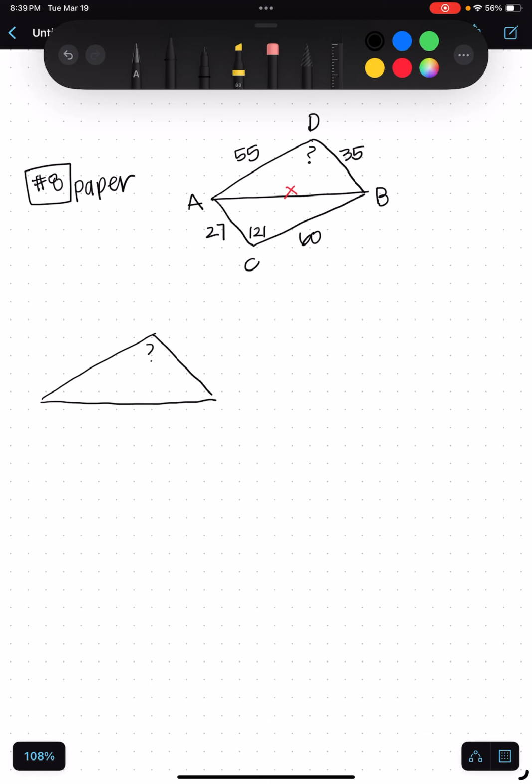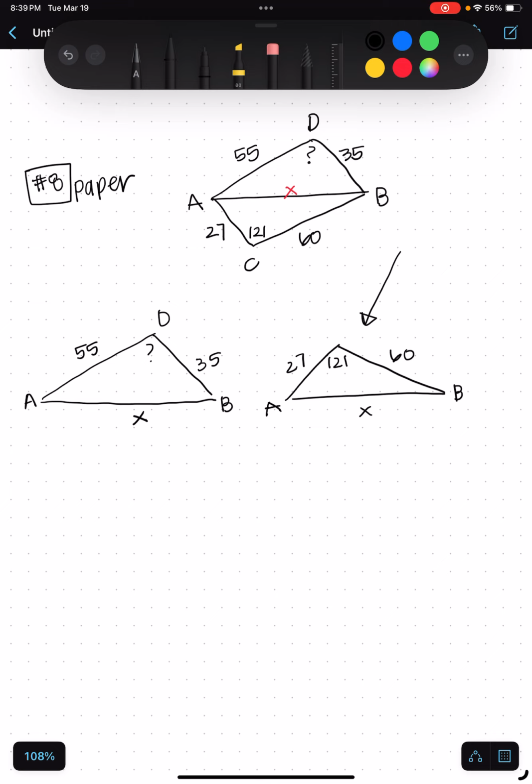So we've got D right here, A, B, 55, X, and 35. And then I'm going to just flip the other one around. So we've got B, X, A, 27, and 60. We also know that this is 121 degrees. What I'm going to do is use this triangle to solve for the side X, and then we're going to use that to backtrack and find the angle D.